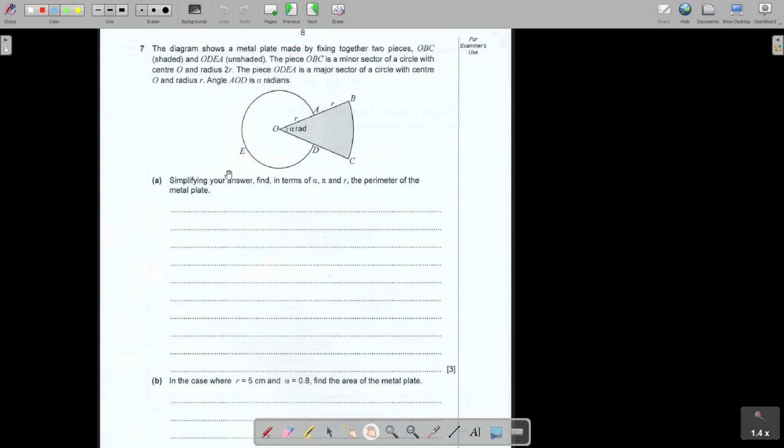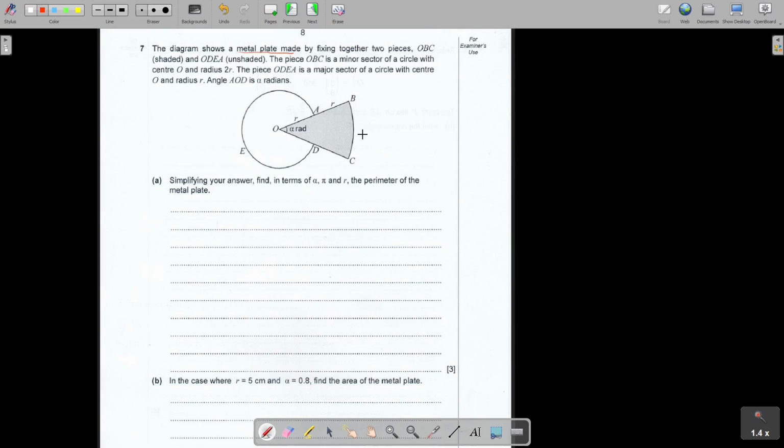Now, I think it could have been a little bit confusing because they actually helped you by shading one and not shading the other one. But remember, this is one piece. Always look at the writing. The diagram shows a metal plate. So the metal plate is actually this whole thing. It's just two different parts.